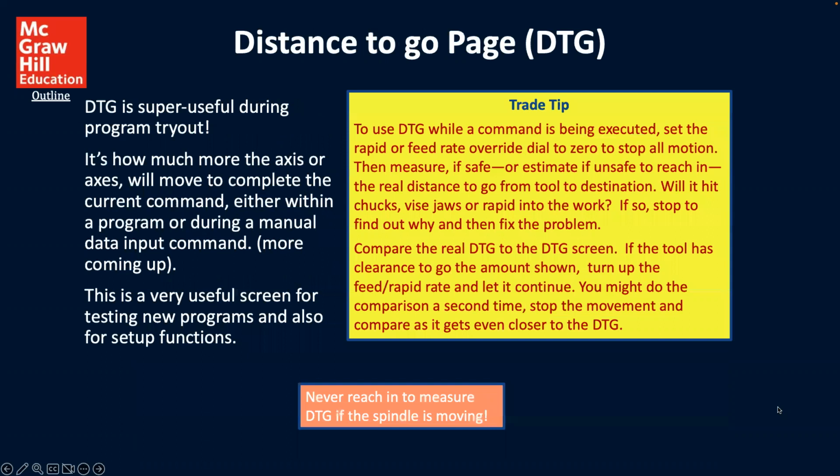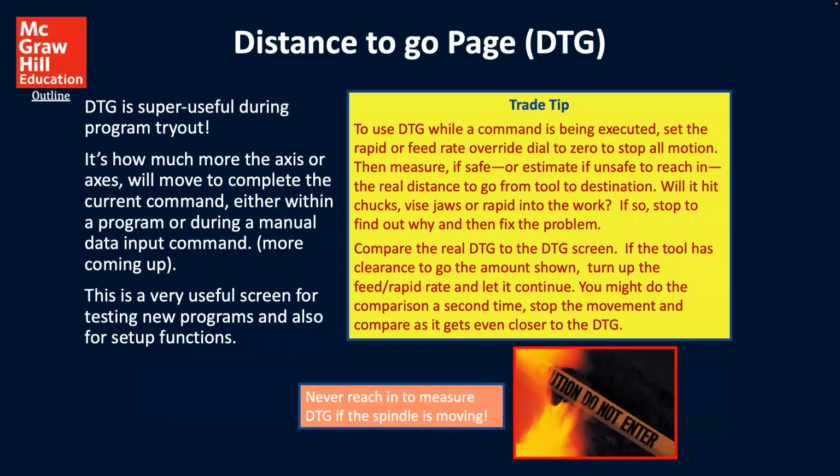Okay, continuing on, distance to go page, DTG. DTG is super useful during program tryout. It's how much more the axis or axes will move to complete the current command, either within a program or during a manual data input command. We'll have more coming up on that, so keep that in mind. This is a very useful screen for testing new programs and also for setup functions.